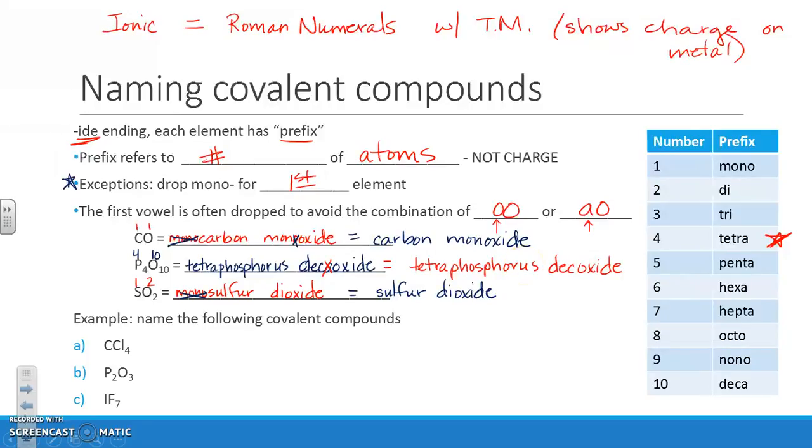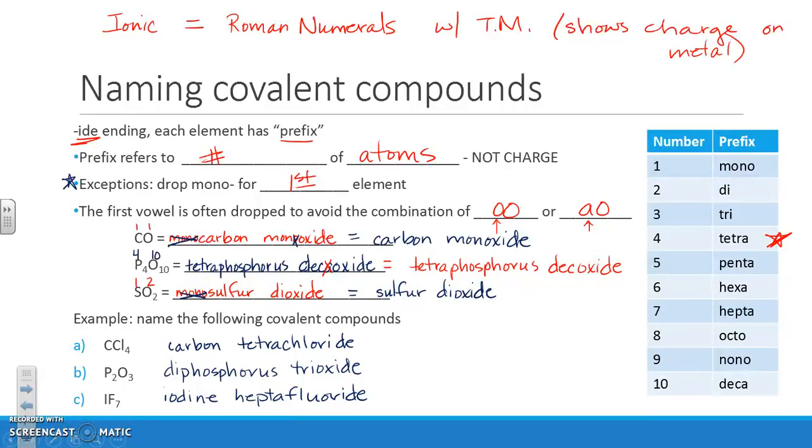Piece of cake. Okay, I want you to pause it. I want you to try these 3, and then I want you to come back and check your work. Pause it. I said pause it. Okay, hopefully you got those answers: carbon tetrachloride, diphosphorus trioxide, and iodine heptafluoride. If you didn't, star them. Ask me about them in class.